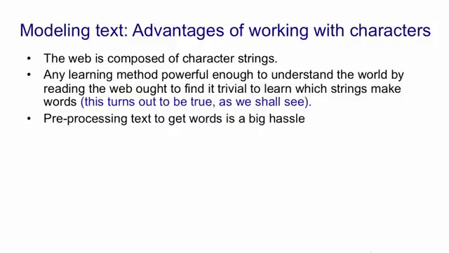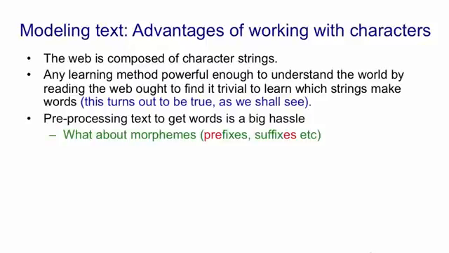If we have to pre-process the text in Wikipedia into words, it's going to be a big hassle. There's all sorts of problems. The first problem is morphemes. The smallest units of meaning, according to linguists, are morphemes. So we're going to have to break up a word into these morphemes if we want to deal with it sensibly.